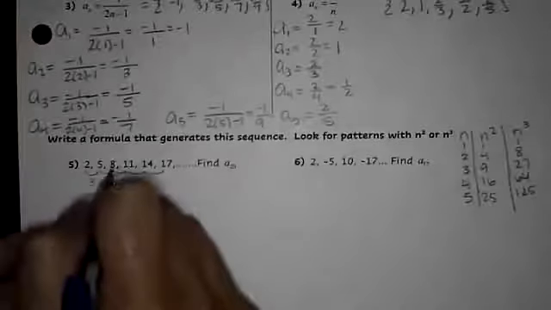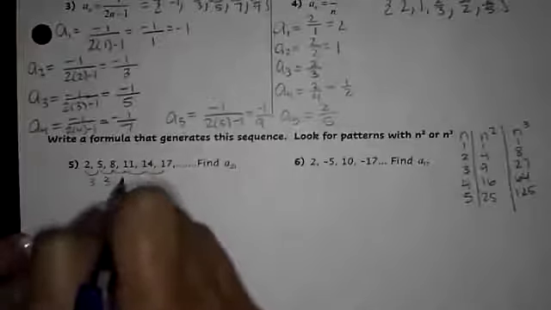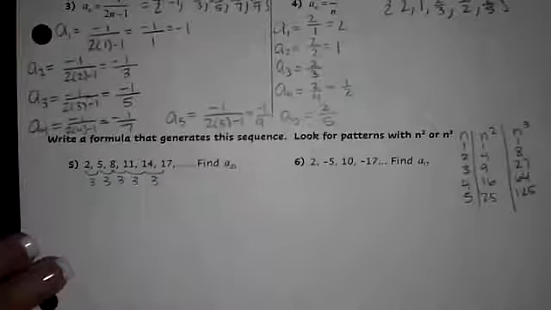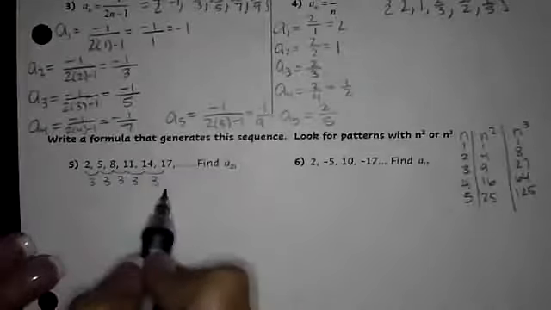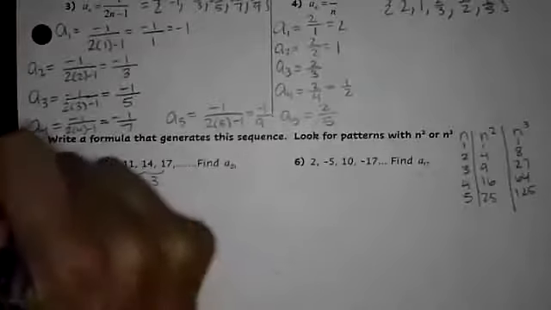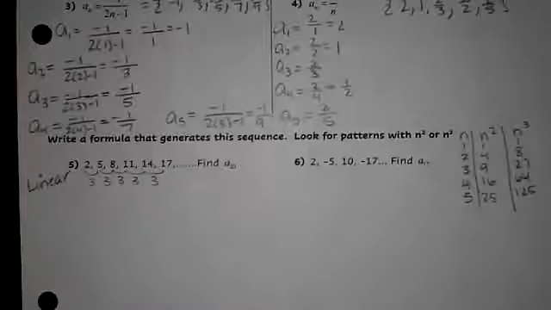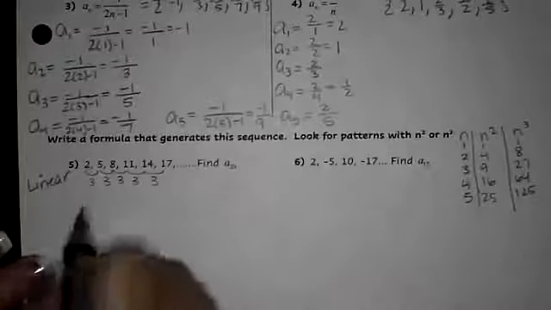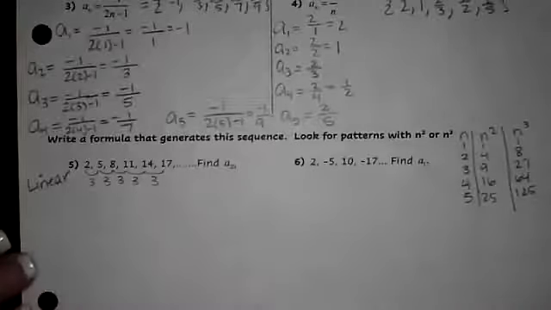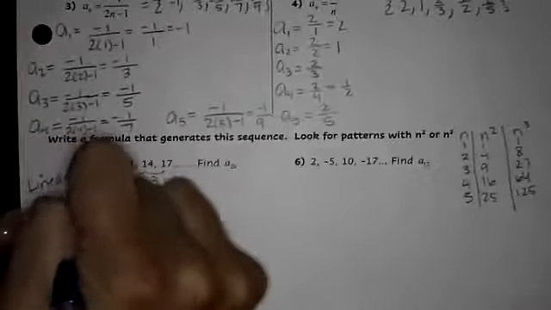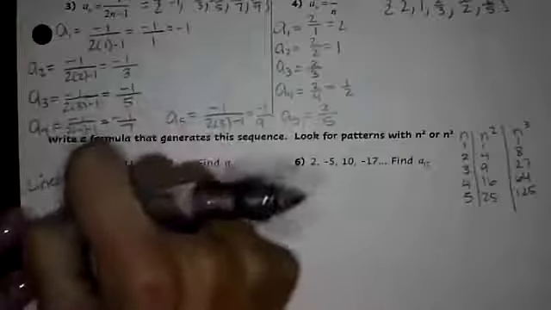5 minus 2 gives me 3, 8 minus 5 gives me 3, 11 minus 8 gives me 3, 14 minus 11 is 3, and 17 minus 14 is 3. We have found that the first differences are constant, so we know this is a linear pattern. If the second differences are constant, then it's going to be quadratic. If the third differences are constant, then it's going to be cubic. Now, this constant difference is our slope with linear. So we've moved forward on that part. So I know my slope is going to be 3.